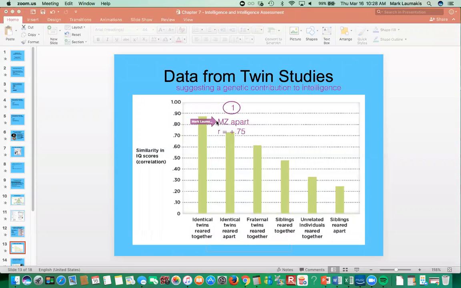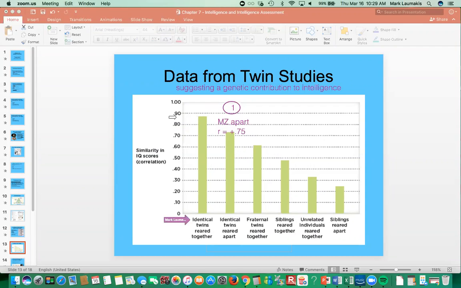And we're going to talk about nurture. We're going to talk about environmental in the next slide. But this slide is about data suggesting a genetic contribution to intelligence. So the first piece is MZ apart, correlation of positive 0.75. The second piece involves comparing bar number 1 with bar number 3. What are these 2 bars?